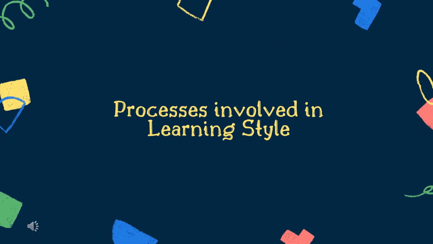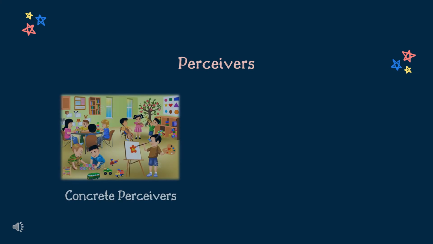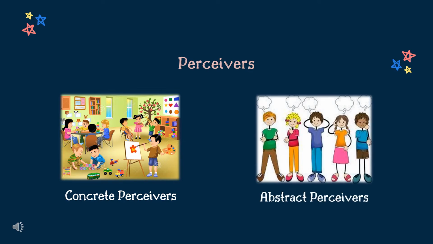Now let's talk about the processes that are involved in learning style. So let's first talk about the perceivers. Here we have concrete perceivers who absorb information through direct experience by doing, acting, sensing, and feeling. And we also have abstract perceivers who process information through analysis, observation, and thinking.